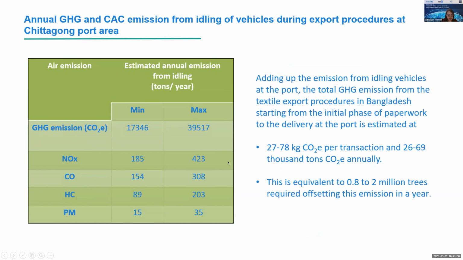And now, if you look into the annual air emission coming from this idling of the vehicles, the amount is significant. It shows that only in the textile export procedures in Chittagong seaport in Bangladesh alone, it produces 26 to 69,000 tons of greenhouse gas in a year, which is equivalent to 0.8 to 2 million trees required to offset such emission. So we can understand the magnitude, how it will be at the global level.